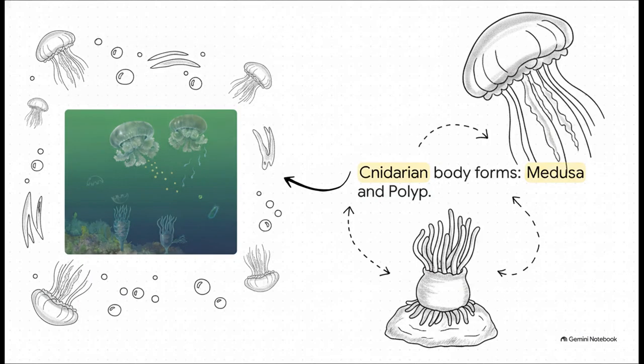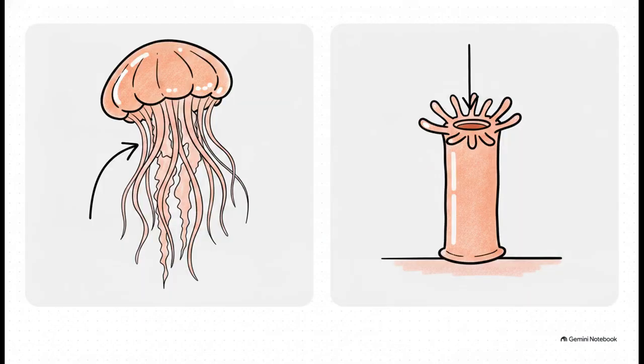Now, let's step the complexity up just a notch and look at the cnidarians, which include your jellyfish and sea anemones. What's absolutely wild here is that most cnidarians have this unique adaptation that is rarely seen in animals of more recent origin. They actually exist in 2 totally different body forms during their life cycle. Let's contrast these 2 forms, because they're pretty different.